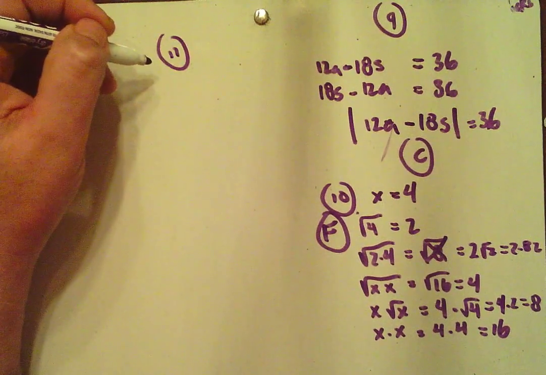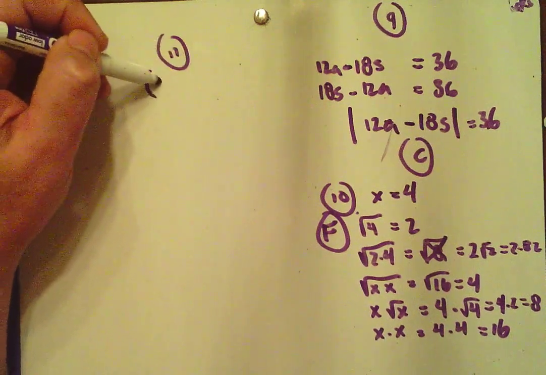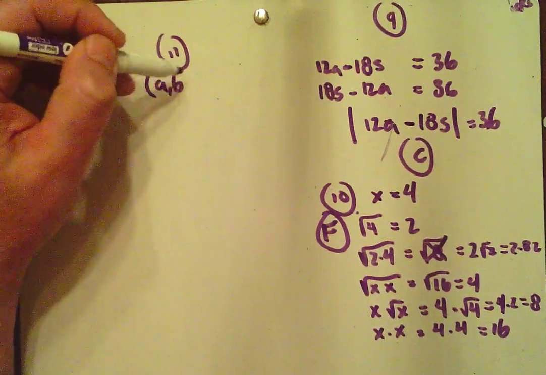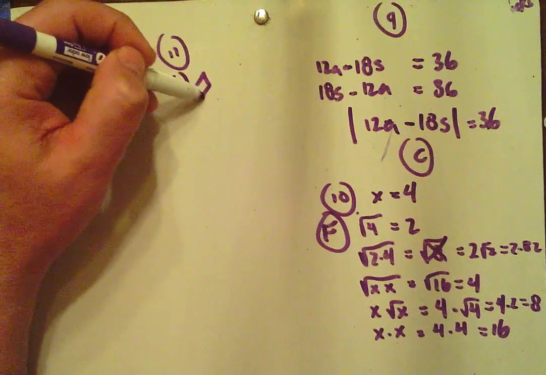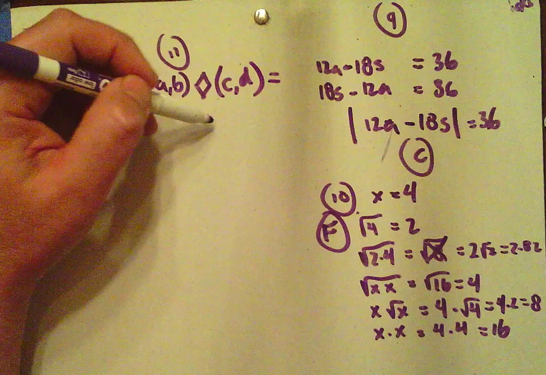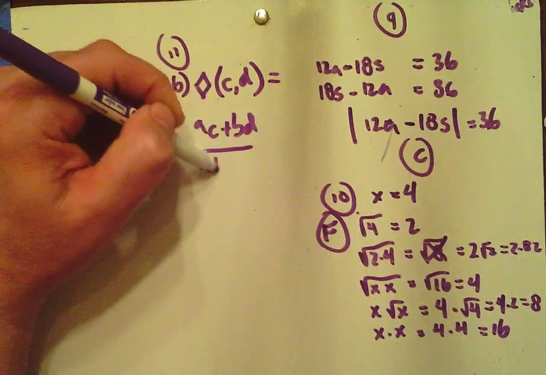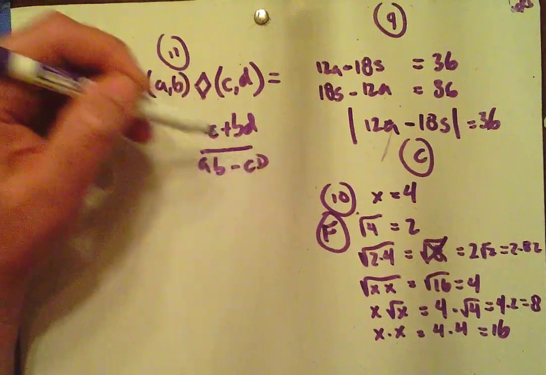Charles defined a new operation, diamond, such that when we have A, comma, B, diamond, C, comma, D, we would write AC plus BD, AB minus CD.